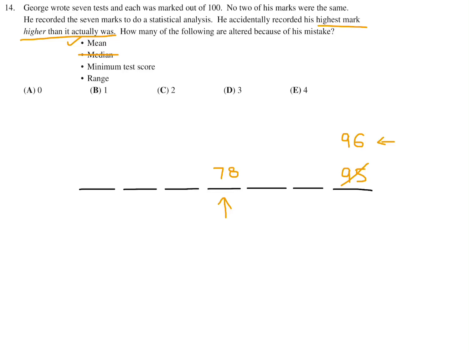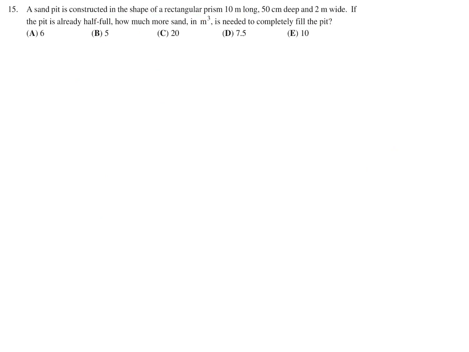Minimum test score. Let's say it was 68. That minimum test score is not going to be affected by the fact that George or me or anyone accidentally wrote the highest test score a little bit higher. Range. Well, the range will be affected, right? Because initially the range is 68 to 95. But if you wrote 96, the range will obviously be altered. So how many of the following were affected? Mean and range, so that's 2 of them. So that means 14 is C.